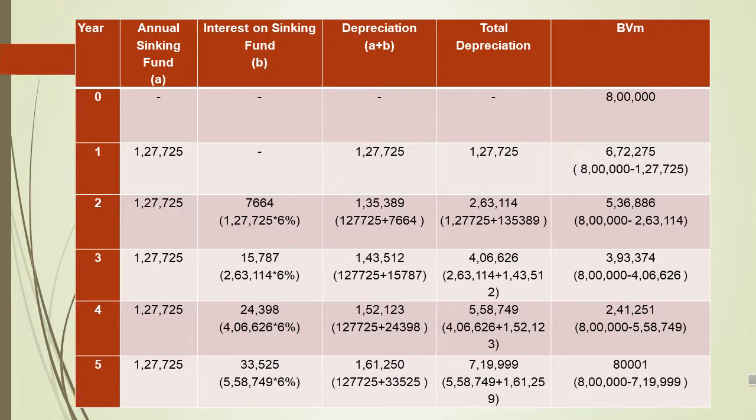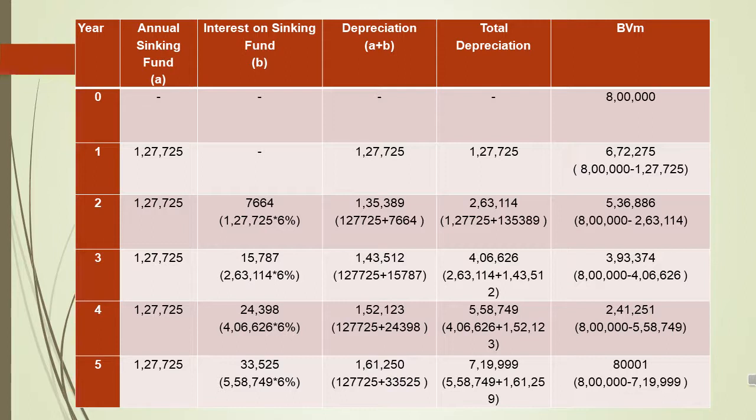You have to mark it as dash dash dash, and the BVM value, please enter it as 8 lakhs, as P is given as 8 lakhs. Now you have to fill this column A. You have calculated the value for A in the previous slide, that is S into I by (1 plus I) to the power of n minus 1.